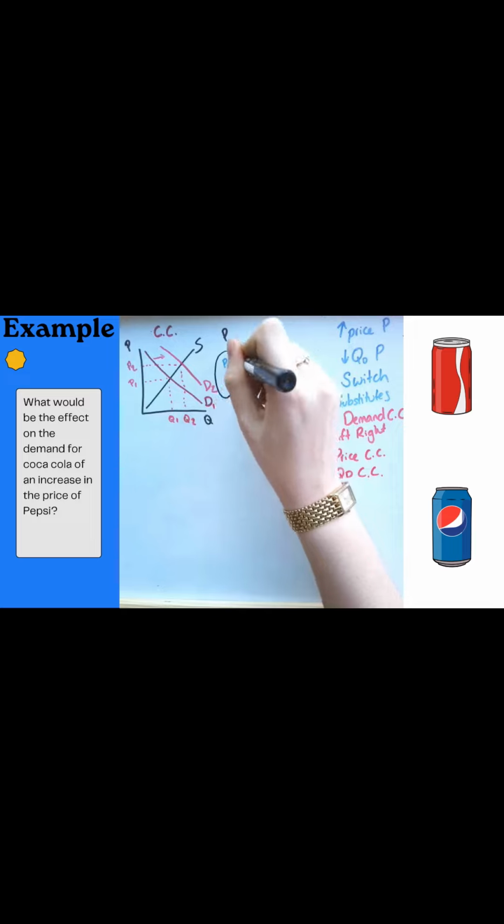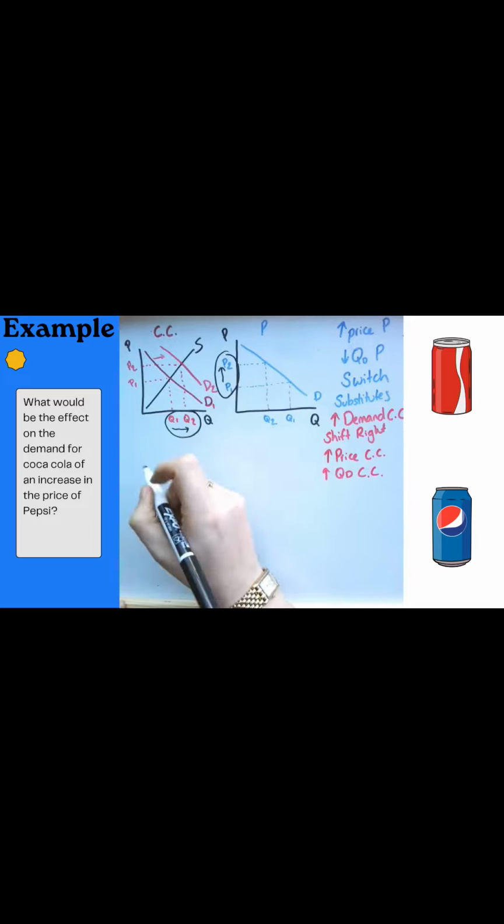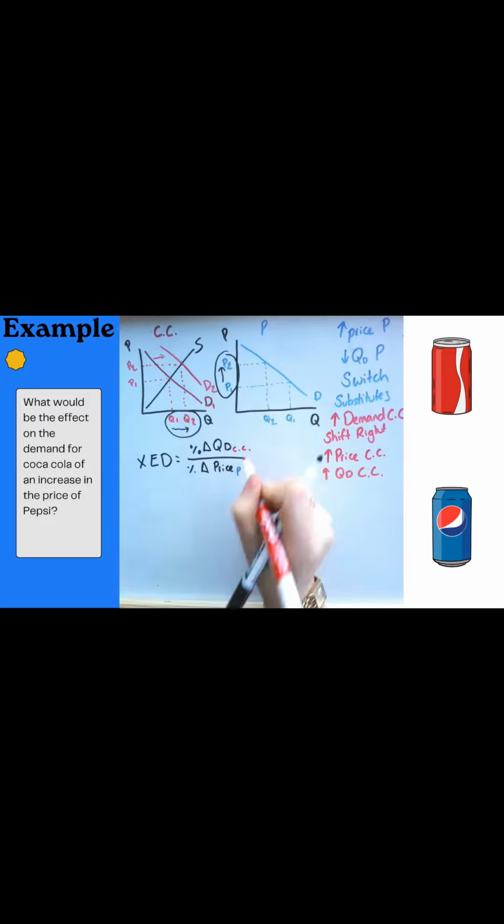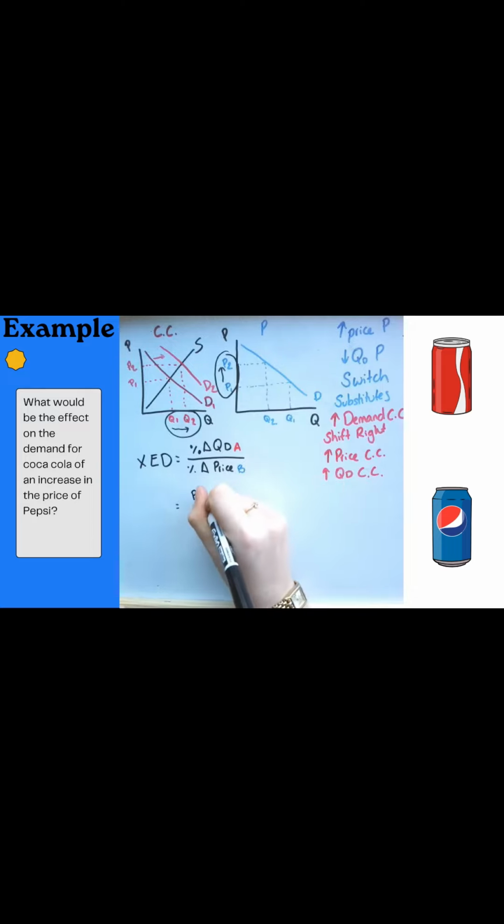We are interested in the effect of the change in price of one good on the change in quantity demand of another good. So we write out the equation for XED again. That is the percentage change in quantity demand for good A divided by the percentage change in price for good B, or in this case, the change in quantity demand of Coca-Cola divided by the change in price of Pepsi. We can see that there has been an increase in quantity demand, so we know that the change in quantity demand was positive, and the change in price was also positive. And so a positive number divided by a positive number gives us a positive XED, and therefore we have a substitute, because the price of one good will always move in the same direction as the quantity demanded of the other good.